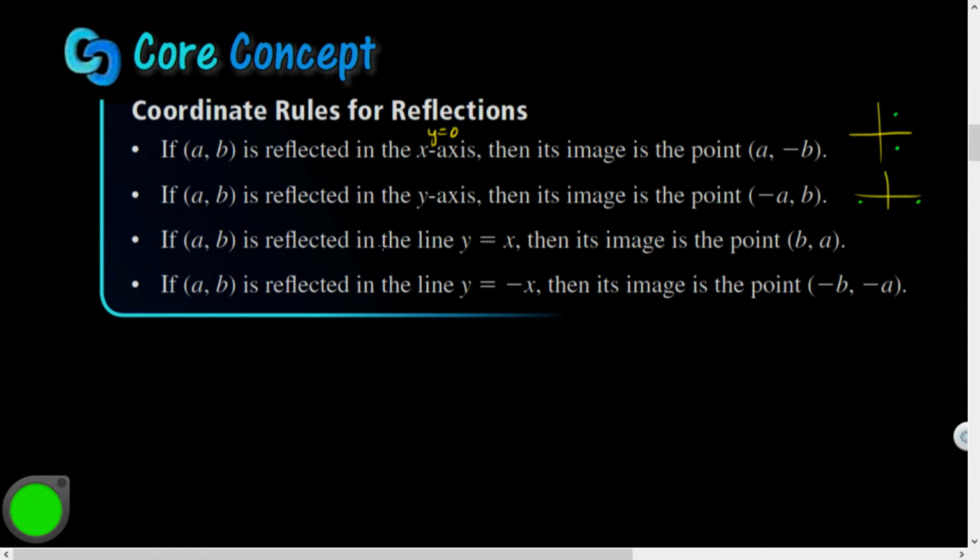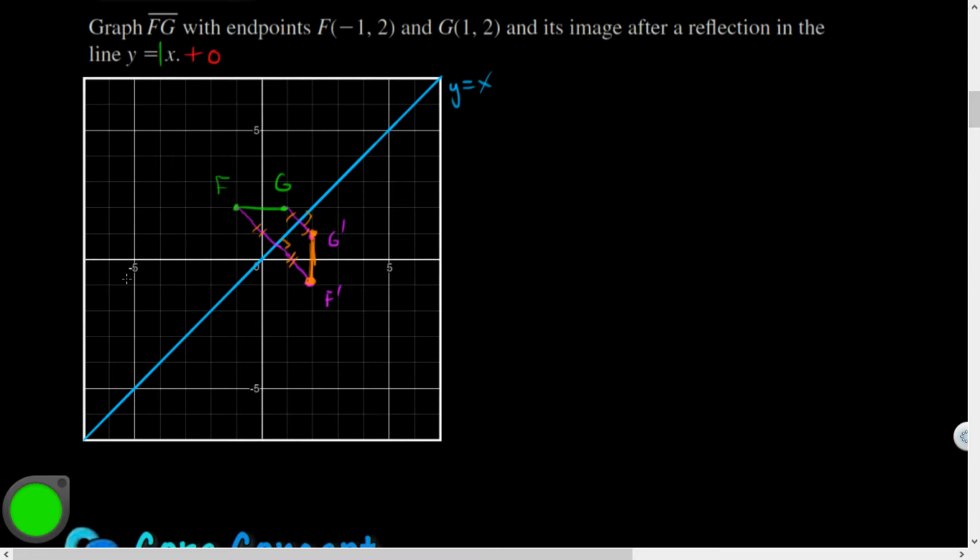Okay, this one's slightly more interesting. If it is reflected in the line y equals x, then its image is the point B, comma, A. The x-coordinate became the y-coordinate, and the y-coordinate became the x-coordinate. Let's actually flip back to this one for a moment and see if that makes sense. So F was at -1, comma, 2, and notice F prime is at 2, comma, -1.